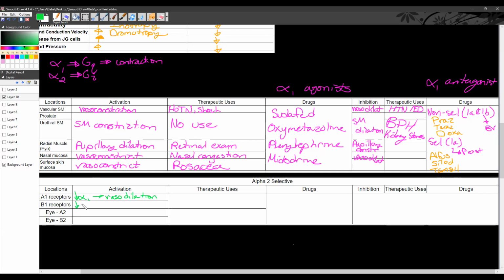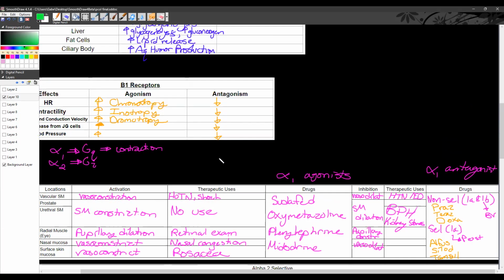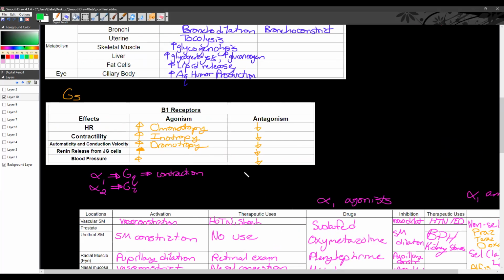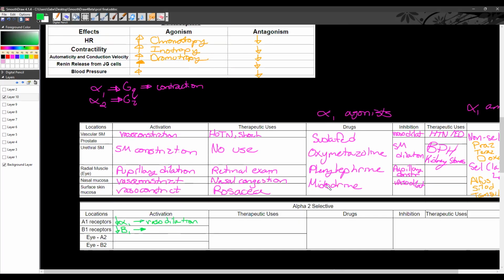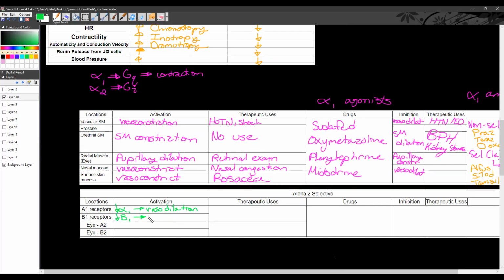What would be the effect of turning off beta 1? What's the main effect we're going to have? On what kind of tissue or organ? Here, in this case, it would be decreasing heart rate, right? Decreasing force of contraction, decreasing dromotropy. And so the therapeutic use in this case would be for hypertension.